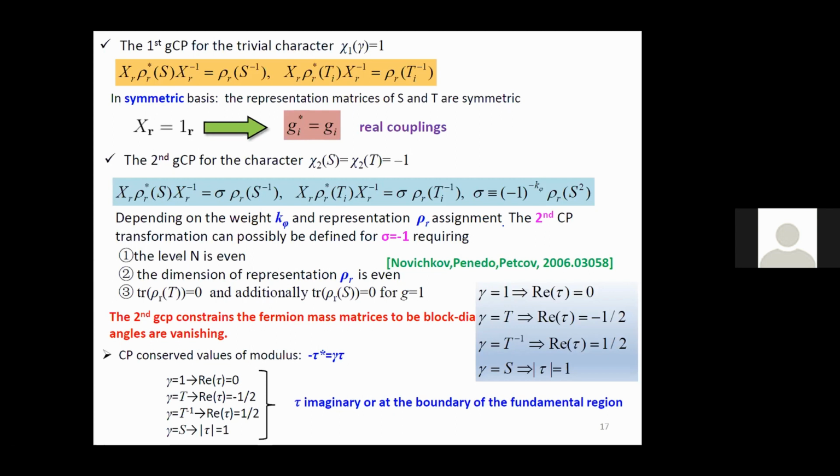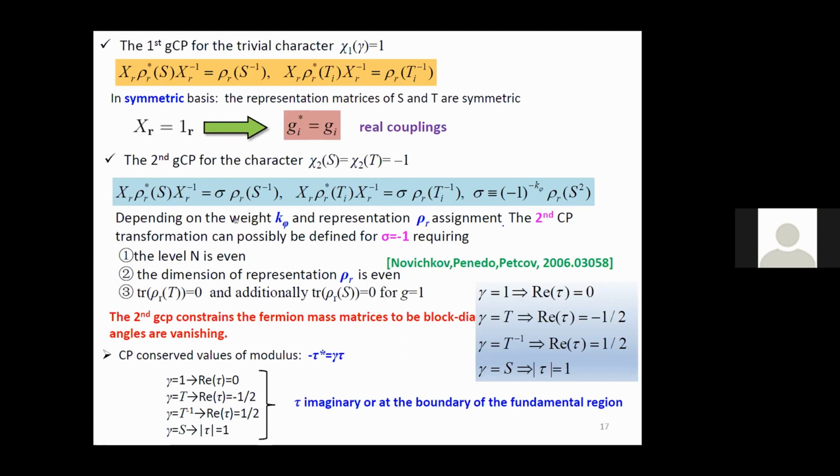And the second CP is only for the matter fields. For the modular forms, I have shown only sigma equal to +1. So only N equal to even. So the lowest one is N equal to 2, and rho_r has to be even dimensional representations, and the representation trace, the character, has to be zero. So the second GCP transformation, the constraints, you have strong constraints.